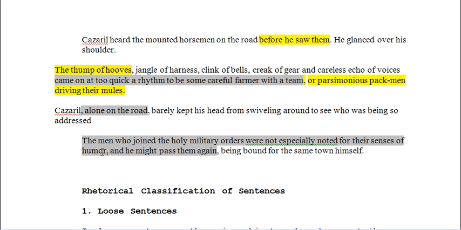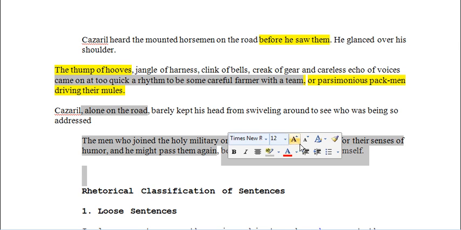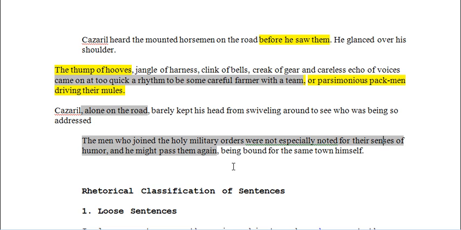So the men who joined the holy military orders were not especially noted for their senses of humor. And he might pass them again. So that's, he might pass them again as a complete sentence, and that first part is a complete sentence, combined with and. And what I had put this here for originally was to show an example of a compound complex sentence. So adding this subordinate clause, that is, it can't stand on its own. It needs to be attached to something to make sense. Being bound for the same town himself. When you have this whole sentence together, you have a compound complex sentence because you have two complete sentences and one subordinate clause.